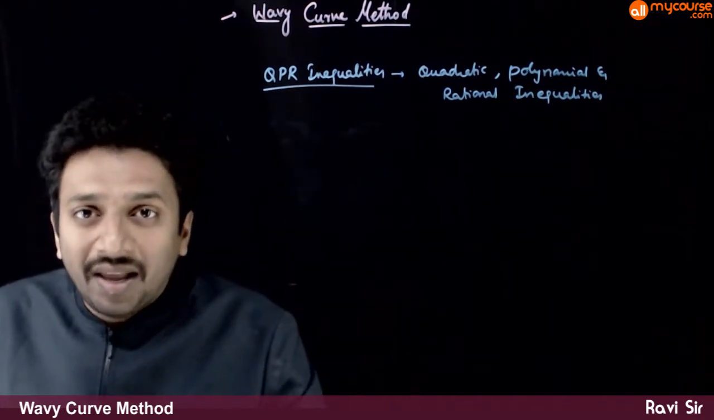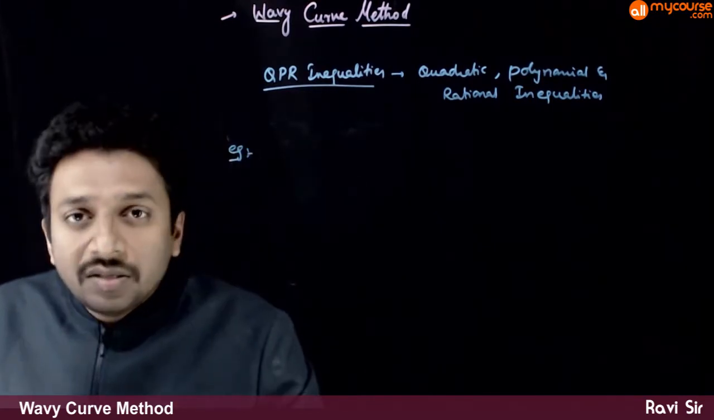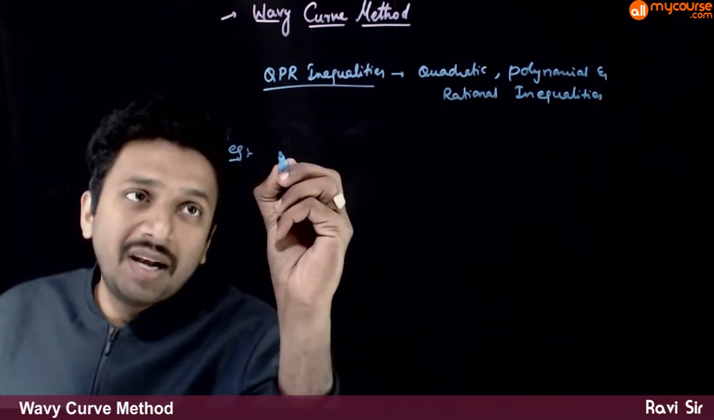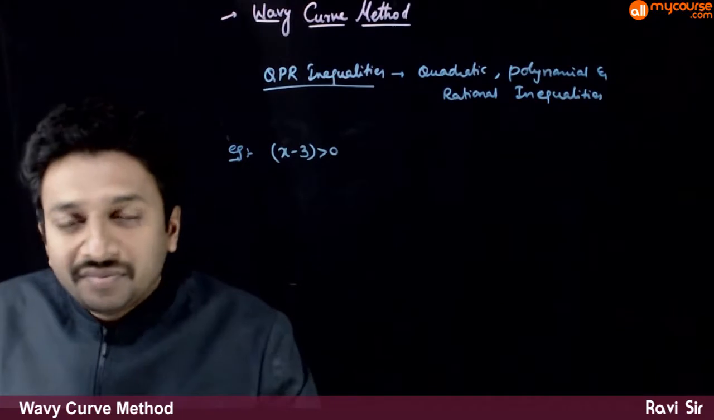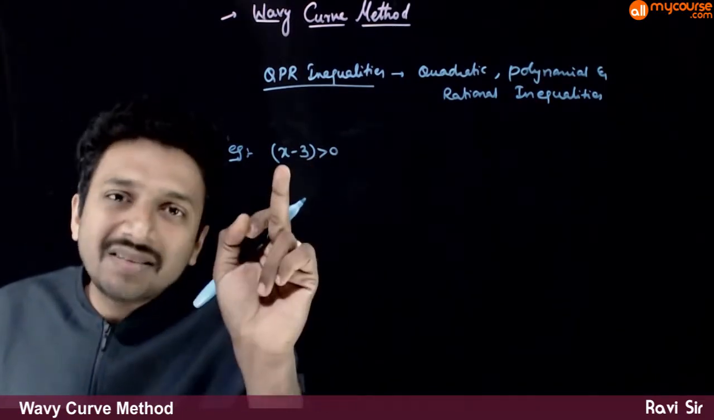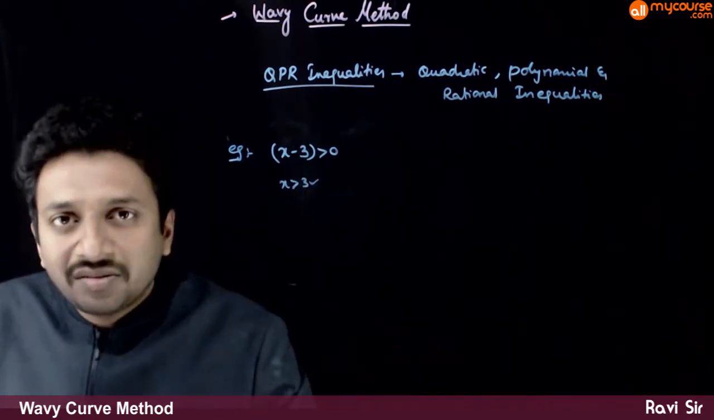Let us try to analyze. For example, till now you have learned how to solve linear inequations, something like x minus 3 is greater than 0. This is a very basic linear inequality. x minus 3 greater than 0 implies x is greater than 3. So you know how to solve this.